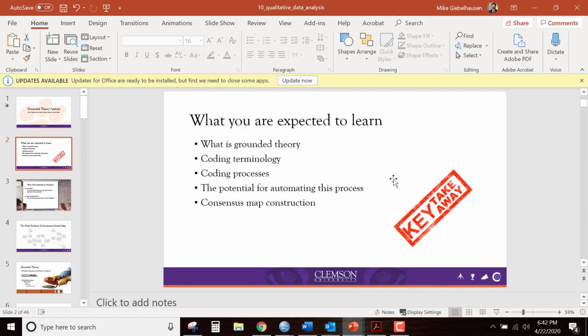So what we wanted to learn out of this, we want to talk a little about grounded theory, some coding terminology, and how we go about coding data, and also whether or not we can automate this process, because this is something that people are always interested in doing. As a spoiler, you can't really.